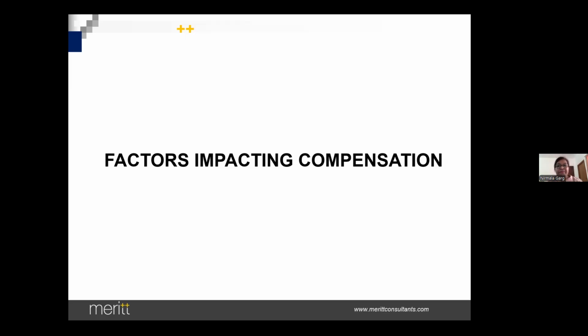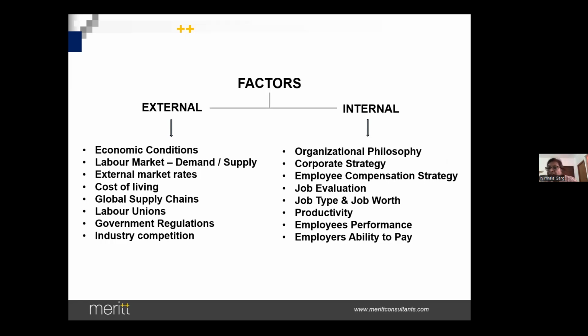Now let us look at what are the key external and internal factors which impact the compensation. Economic conditions: do they impact? Inflation, recession, definitely they will put budget constraints on the budgets, right? As I talked about labor market, the demand and supply of the labor market, external markets, cost of living: will it have an impact on compensation? Obviously, you'll have to give some kind of a percentage or COLA, inflation. Then what about global supply chains? Obviously, they will have a huge impact.